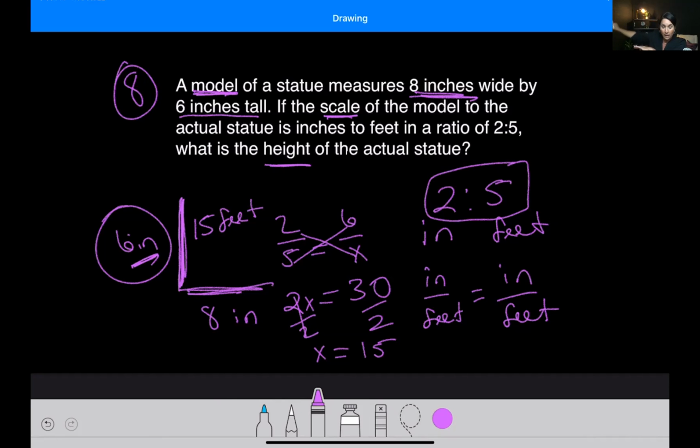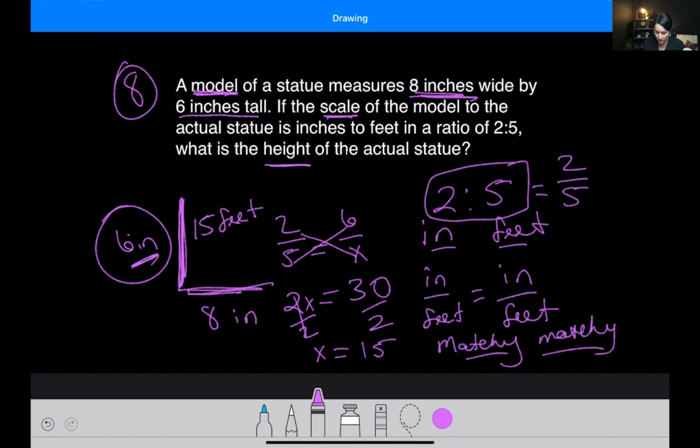That's my ratio. So I have inches over feet, because when you write ratios, 2:5 is 2/5, always. That's the way you write it. So I've got inches over feet equals inches over feet, my matchy-matchy. So I've got 2/5 inches over feet equals 6 inches over, not sure how many feet it is. I need to figure that out. Cross multiply and solve. And when I do, I get x equals 15. It's 15 feet tall, the real statue.